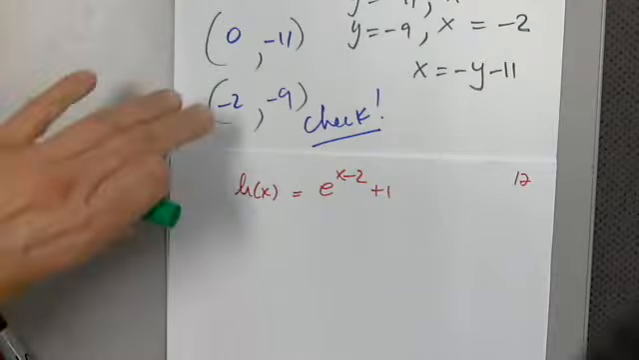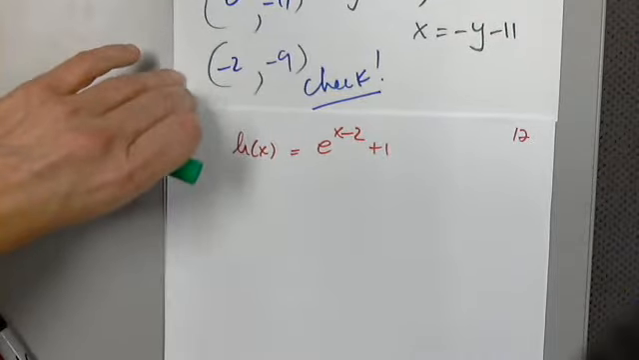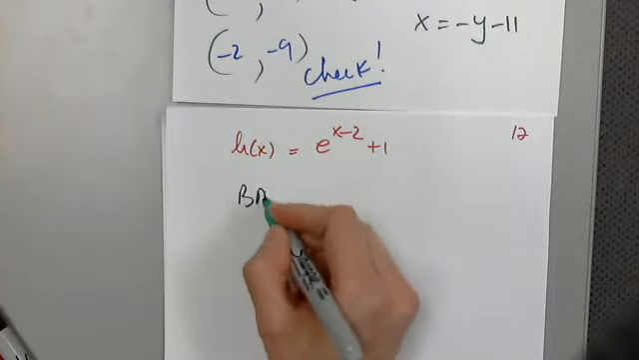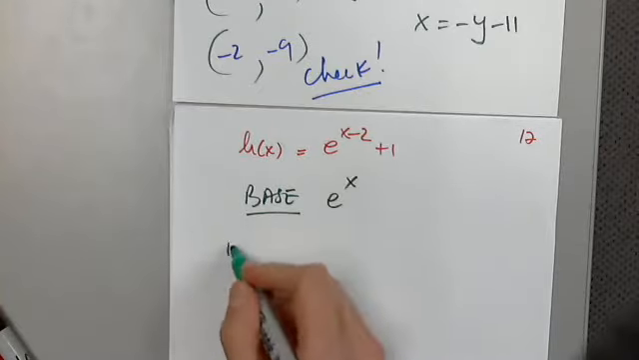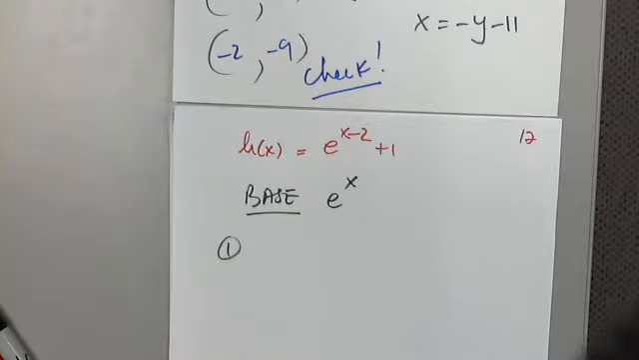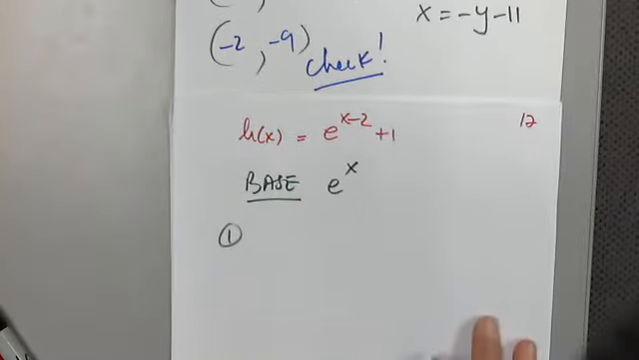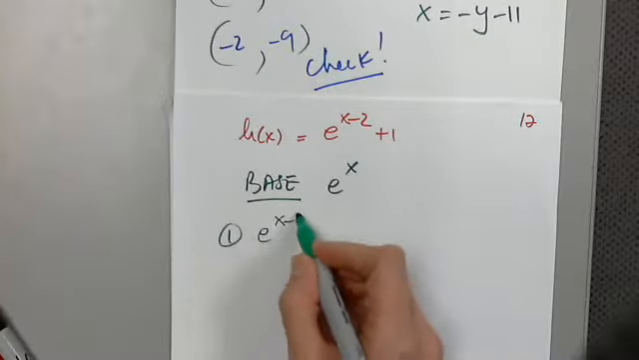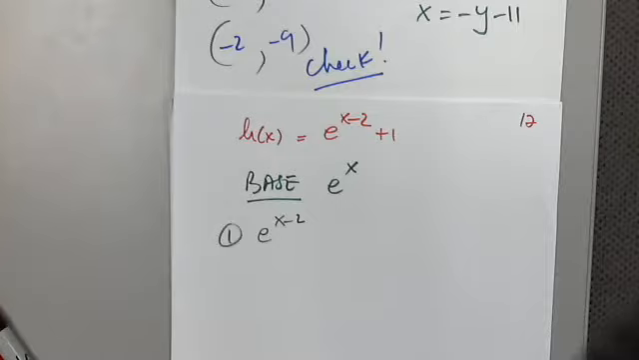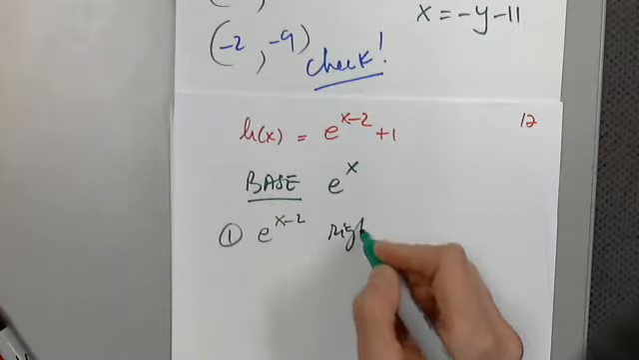So here's a function and we want to graph it using transformations. What is the base function here? e raised to x. Very good. First transformation on e to the x. So e to x minus 2. Right by 2, indeed.